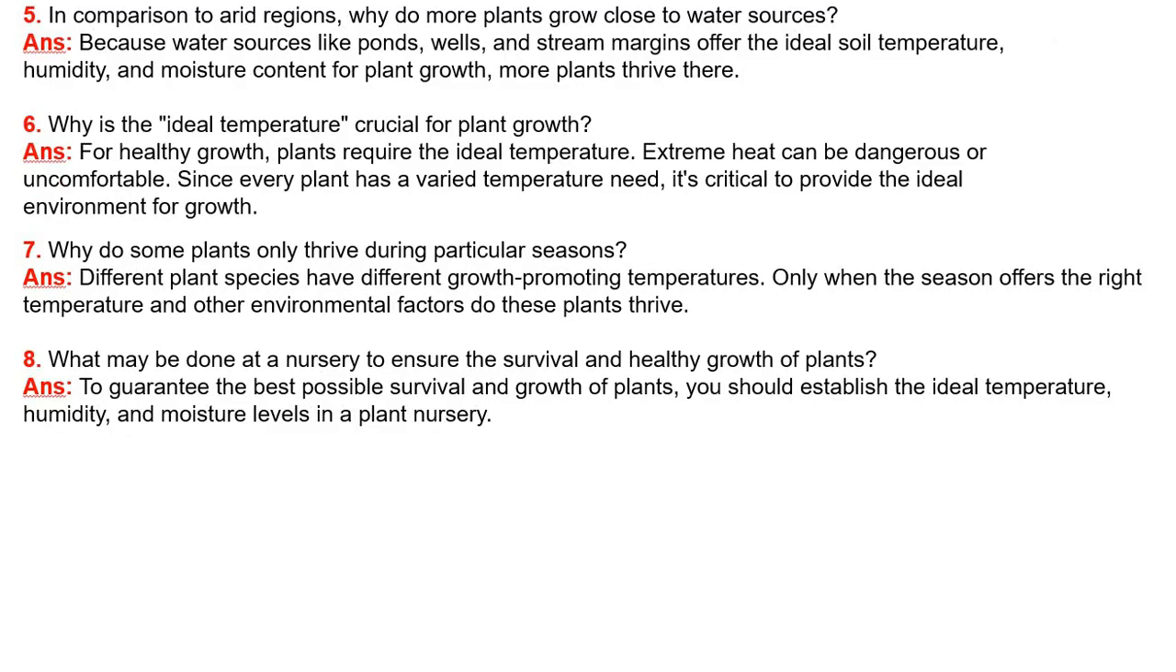In comparison to arid regions, why do more plants grow close to water sources? Because water sources like ponds, wells and stream margins offer the ideal soil temperature, humidity and moisture content for plant growth. More plants thrive there.